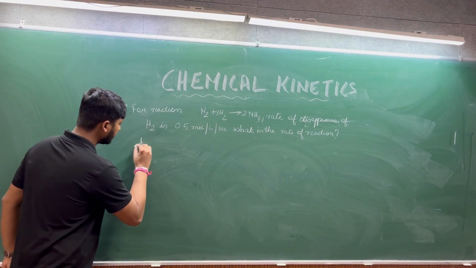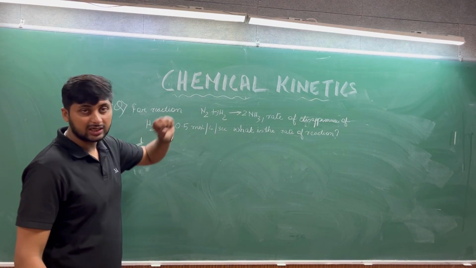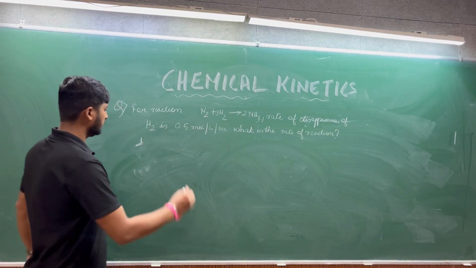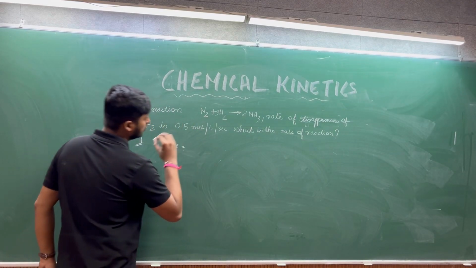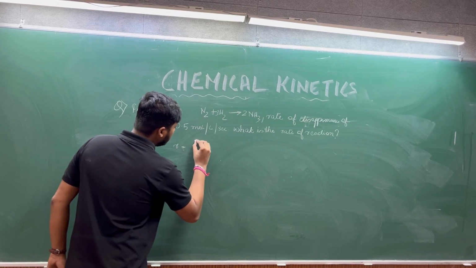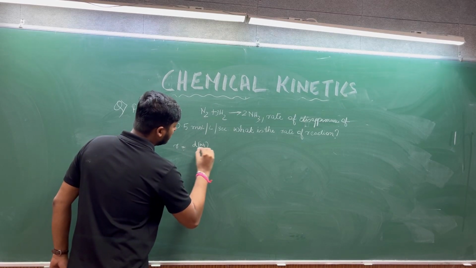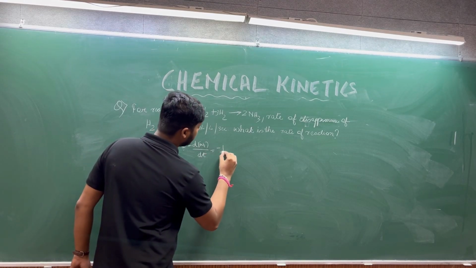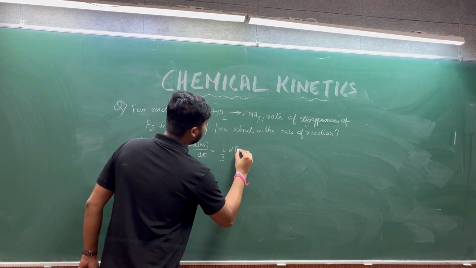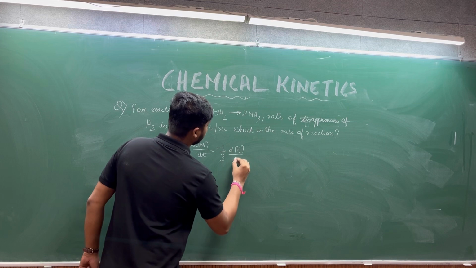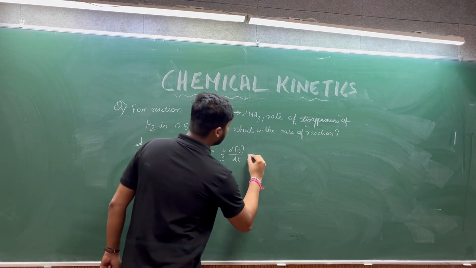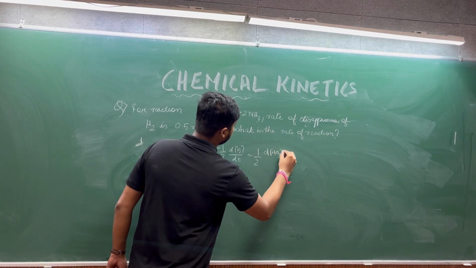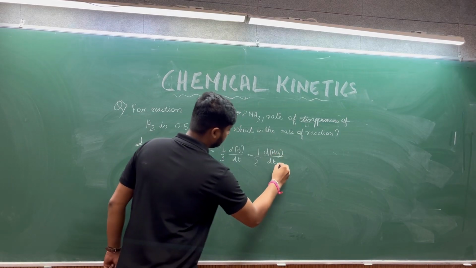First, since the reaction is given, we will write the rate based on the stoichiometry. So rate will be equal to minus d of concentration of N2 by dt, or minus 1 by 3 d of H2 by dt, or it will be half d of NH3 by dt.